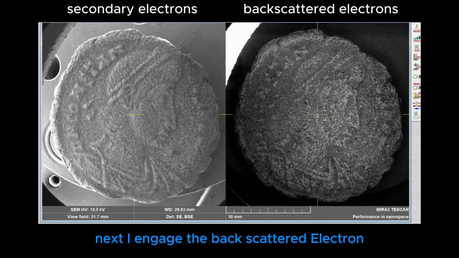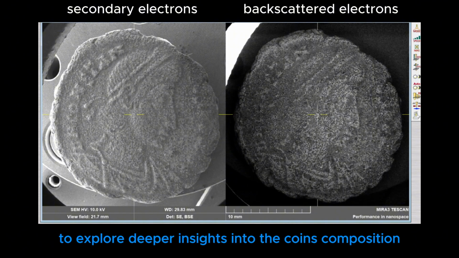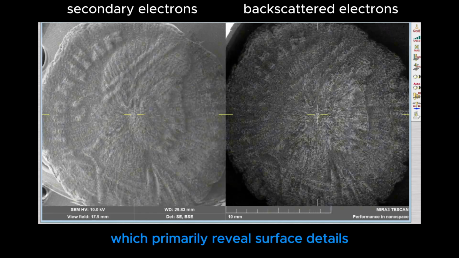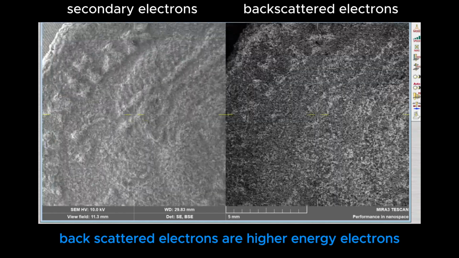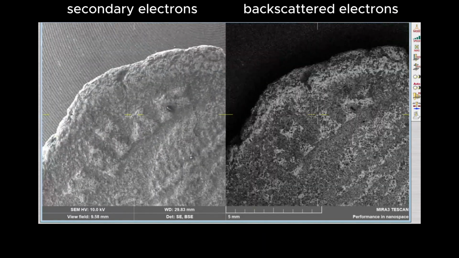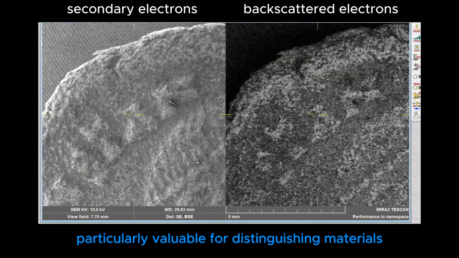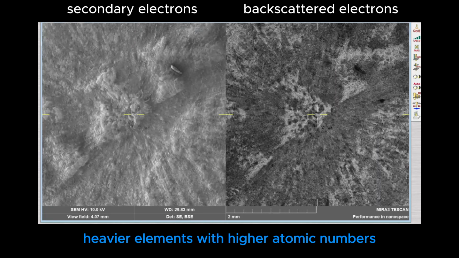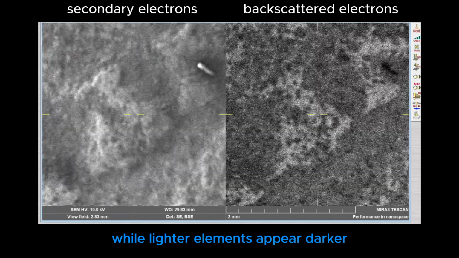Next, I engage the backscattered electron (BSE) detector to explore deeper insights into the coin's composition and structure. Unlike secondary electrons, which primarily reveal surface details, backscattered electrons are higher energy electrons that are reflected back from the sample due to interactions with the atomic nuclei. This makes BSE detectors particularly valuable for distinguishing materials based on their atomic number contrast. Heavier elements, with higher atomic numbers, appear brighter in the images, while lighter elements appear darker.